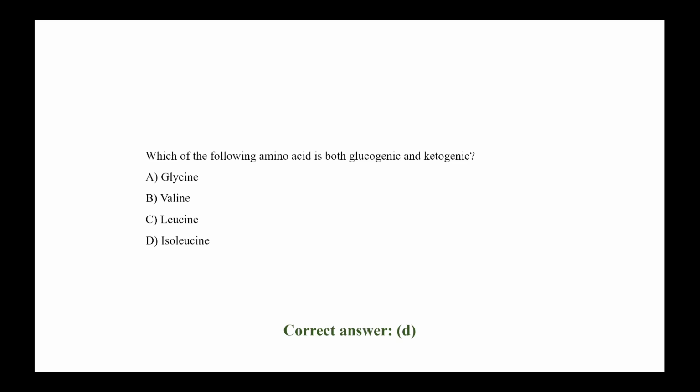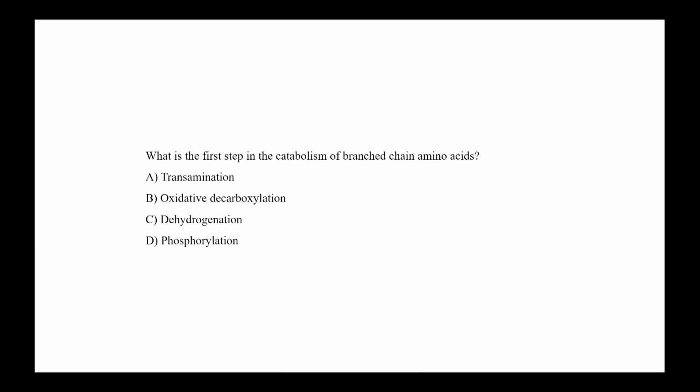So if it is asked which of the following is both glucogenic and ketogenic, the right answer would be isoleucine. Leucine is only ketogenic. Valine is only glucogenic. Moving on to the next question.